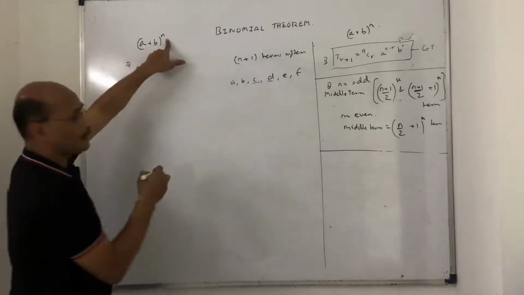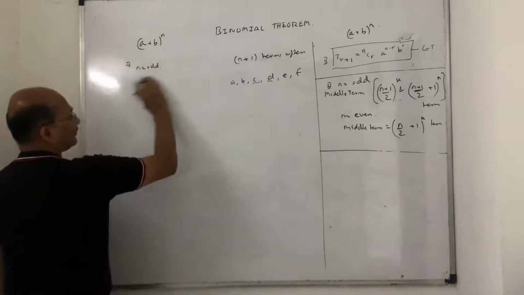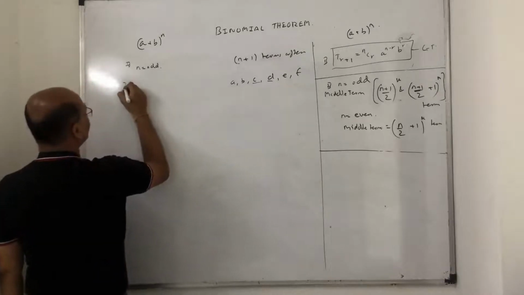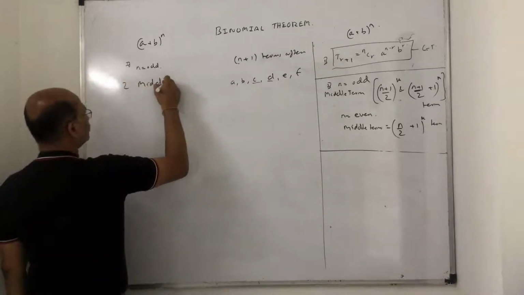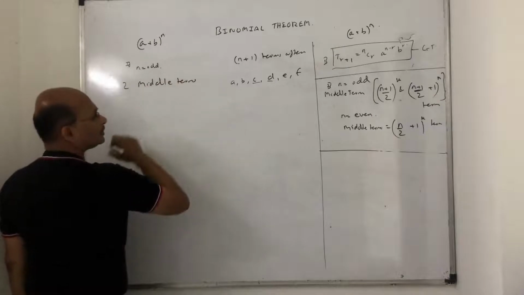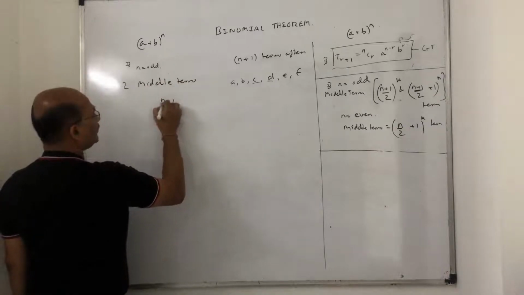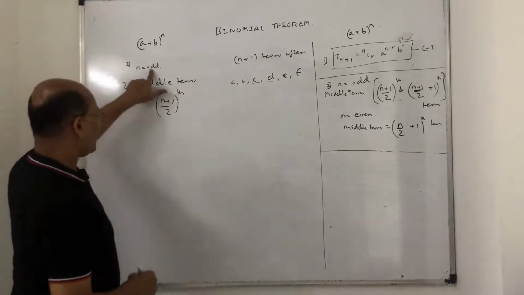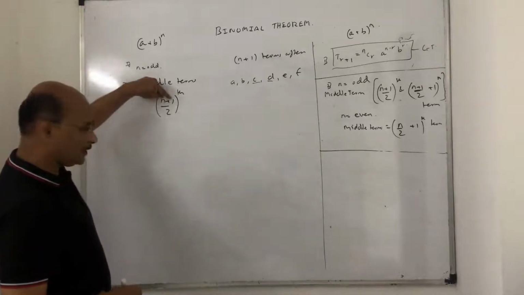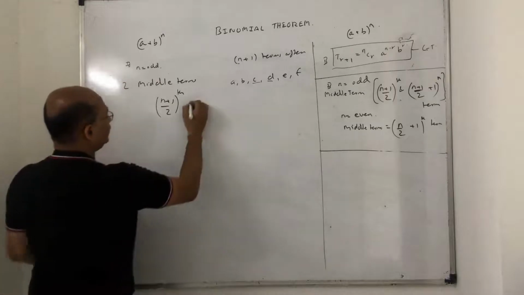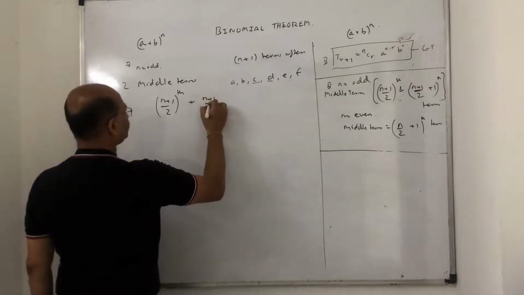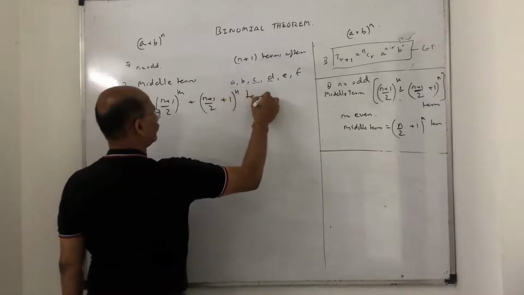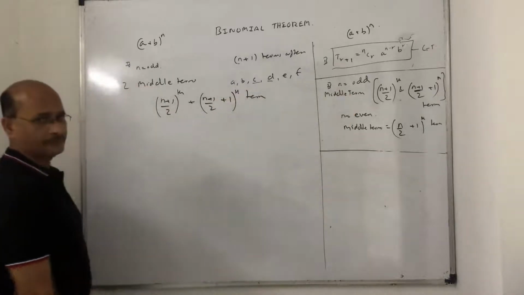So what is the formula here? I have mentioned it here. If n is odd, then there are 2 middle terms. Eventually, what are they? The (n plus 1) upon 2th term, because after expansion we get an even number of terms, so the (n plus 1) upon 2th term, and plus 1, the ((n plus 1) upon 2 plus 1)th term. That's what I am giving to you.